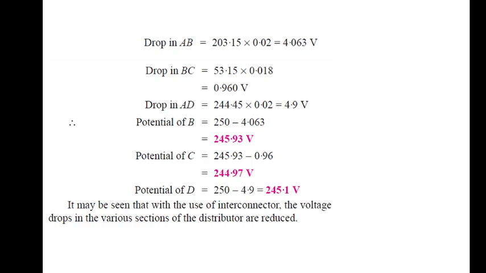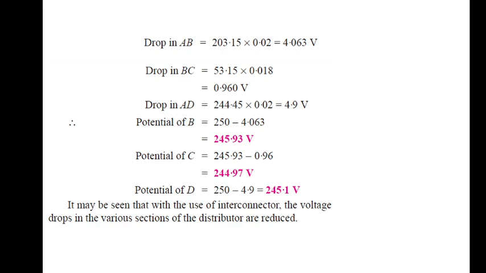All right. This slide focuses on calculating the voltage drop across the different sections of the ring distributor and determining the node voltages after introducing the interconnector. Using the currents obtained from the previous analysis, we compute the voltage drop in each section by applying Ohm's law, V equals Ri.